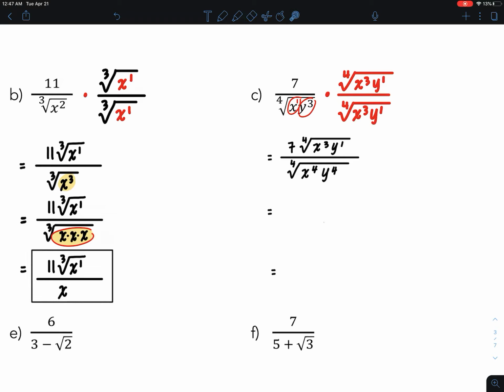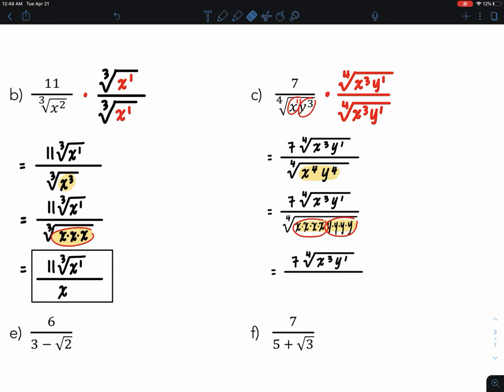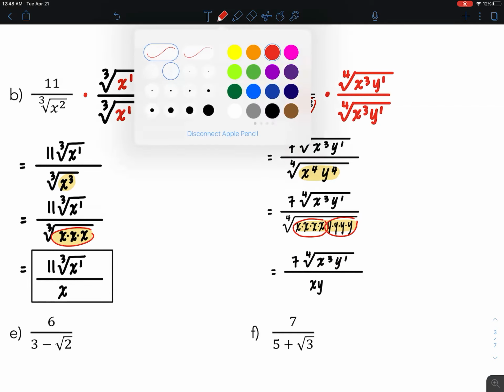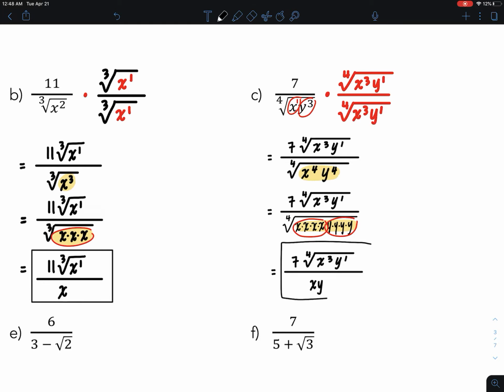So if you already know the denominator is xy, just go ahead and write xy. But for the rest of us, let's actually write it all out. So I'm going to write all the x's, I'm going to write all the y's. And so what I just did right now was I changed this to x to the 4th, y to the 4th in its factor form. Here we're going to take a group of x's and a group of y's. And this is going to be xy for the denominator. This is my final answer for part C.